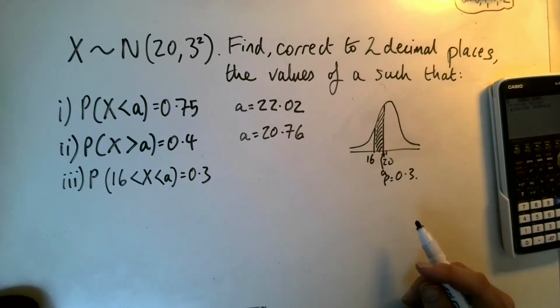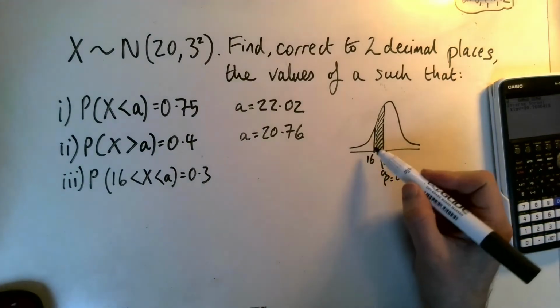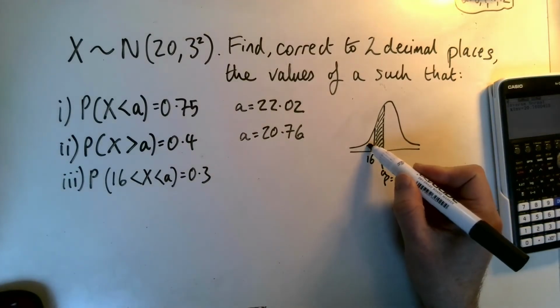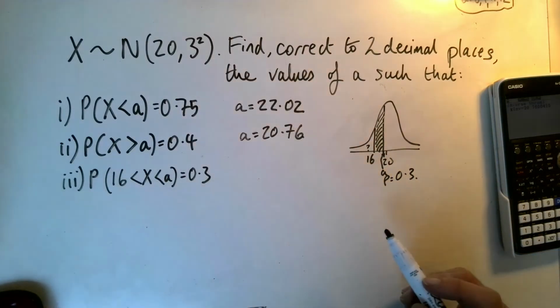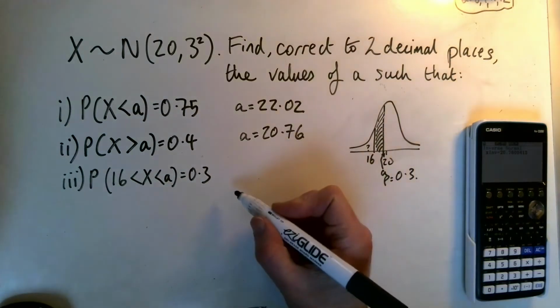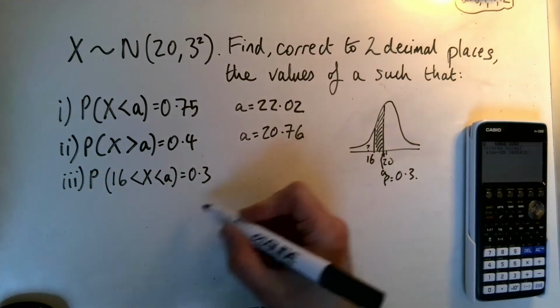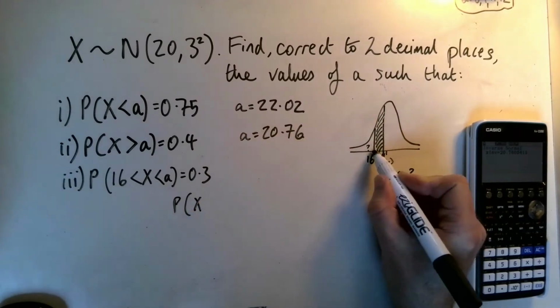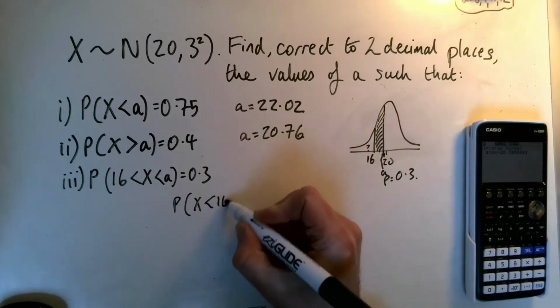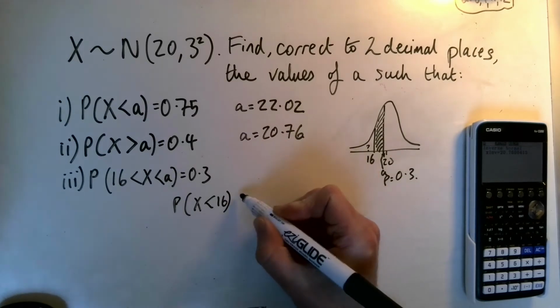So what can we work out? We can work out this little region here, can't we? Because we know that that is 16. So we can do that first of all. So I'm going to begin by working out the probability that x is smaller than 16.